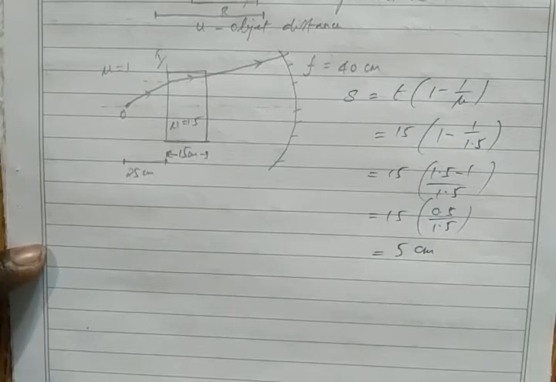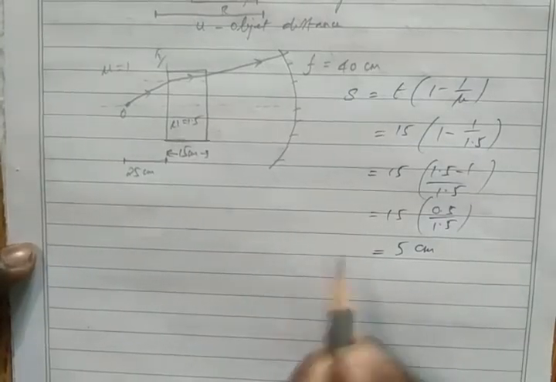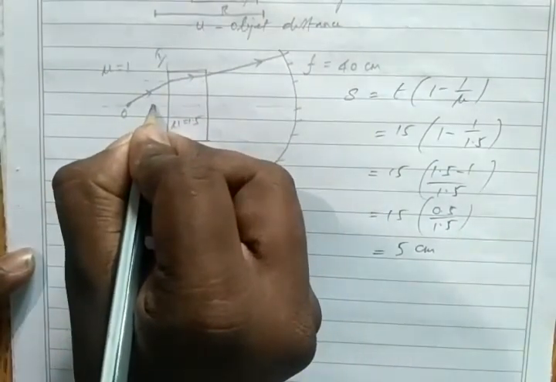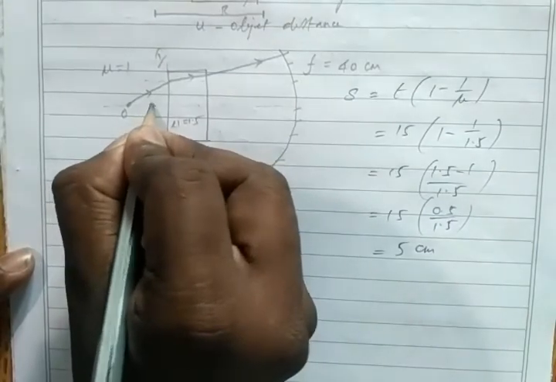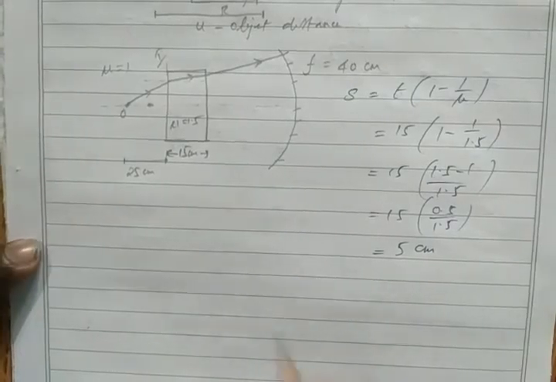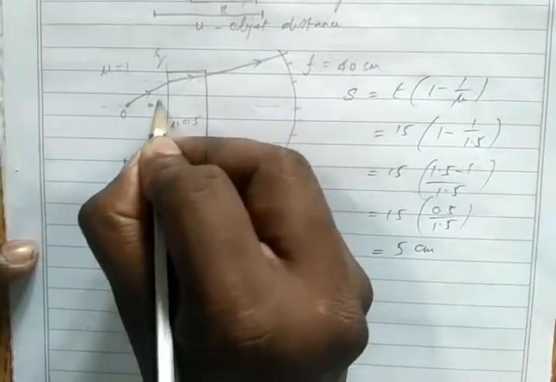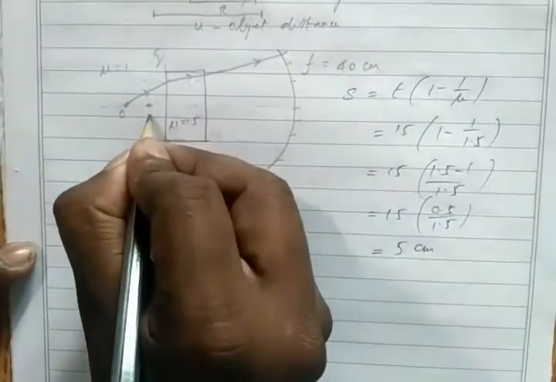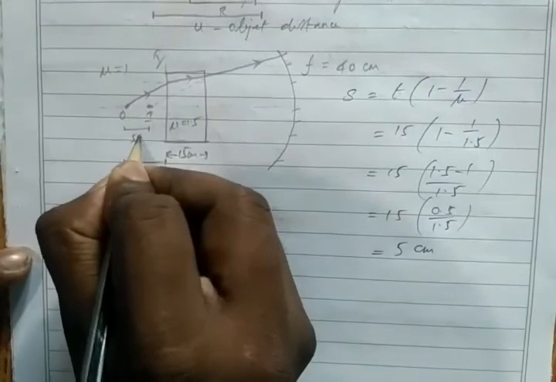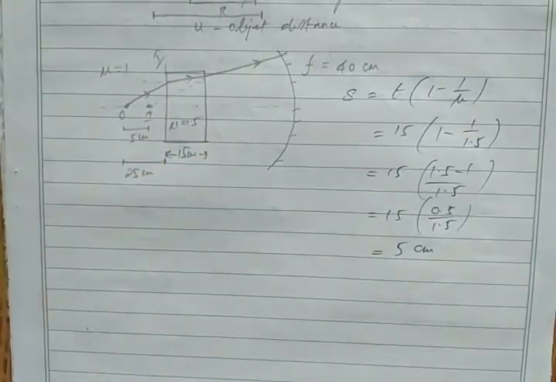This 5 centimeter is the lateral shift in which direction? We have a positive value, so in this direction. Okay, this is our lateral shift for the first interface. So probably it will meet here, and this is our image. This distance is taken as 5 centimeter. Then move to the next case.